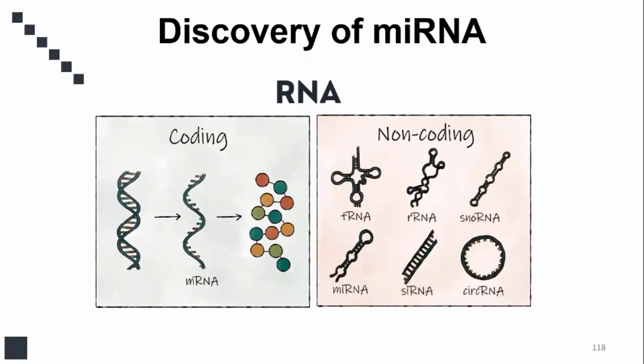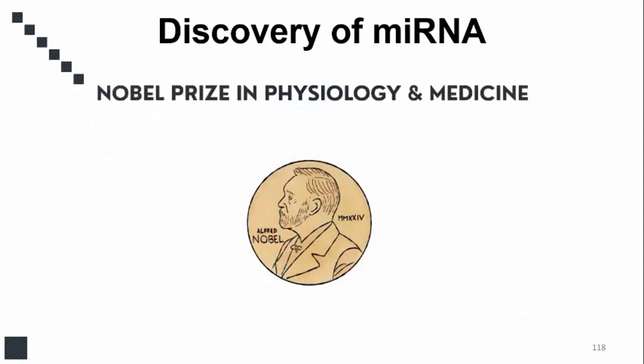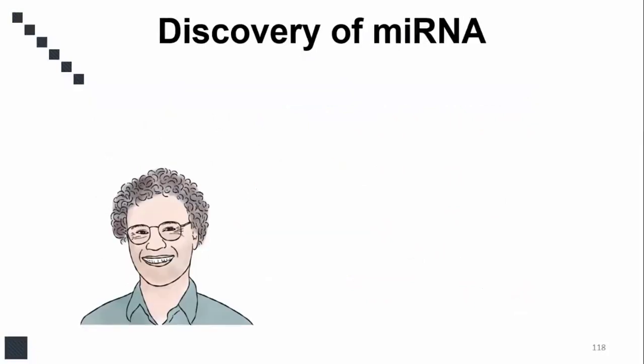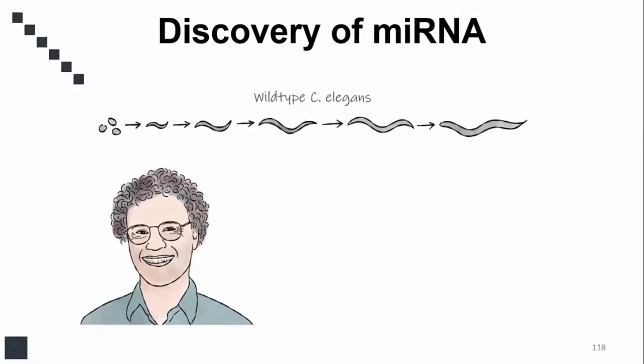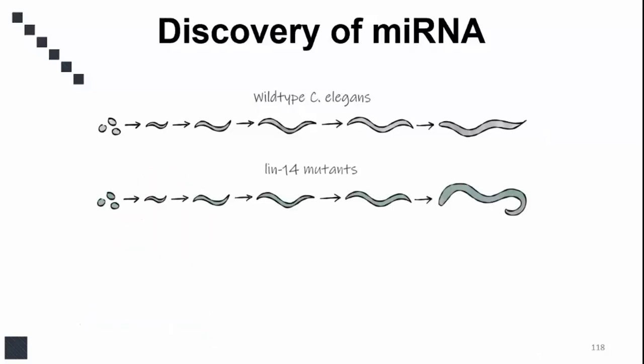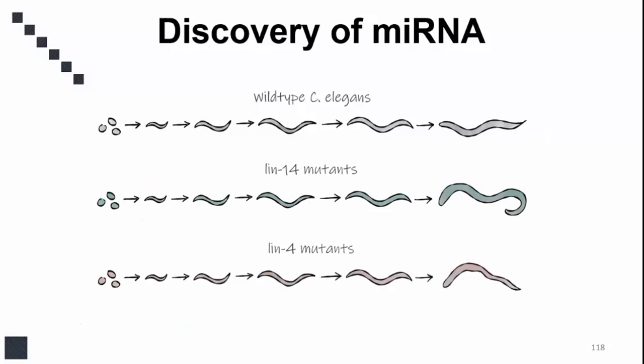In 2024, the Nobel Prize in Physiology and Medicine was awarded to Dr. Victor Ambros and Dr. Gary Ruvkun, the scientists who led the research that characterized a class of regulatory non-coding RNA called microRNA. In the 1990s, Dr. Ambros was studying the development of the nematode C. elegans. In particular, he was studying two mutant strains, one that was missing the Lin14 gene and one that was missing the Lin4 gene. The worms in both of these strains had developmental defects.